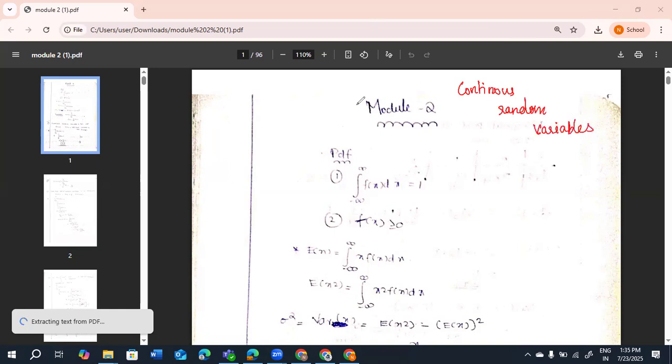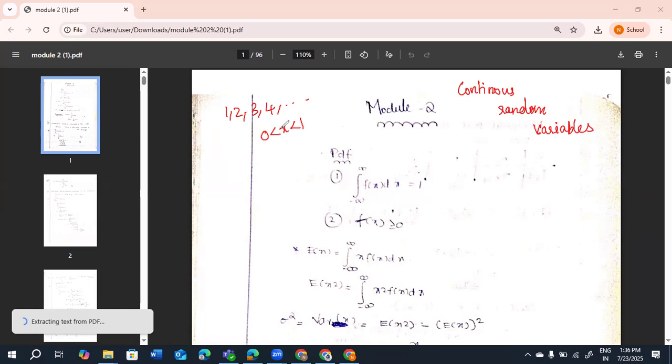In discrete, how are the values? The values will be like this: 1, 2, 3, 4, etc. But in continuous, the values will be like 0 less than x less than something, and it goes on; it doesn't come as separate points every time. We have already learned some properties of discrete probability distributions and how their PDF comes. Here we are going to study continuous.